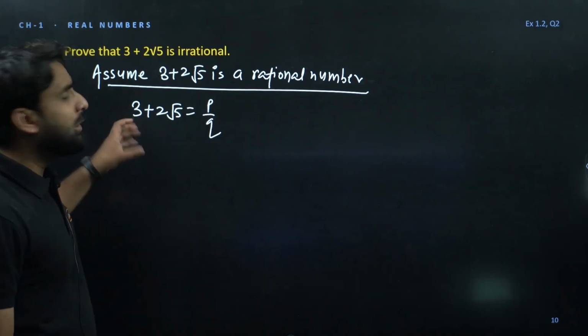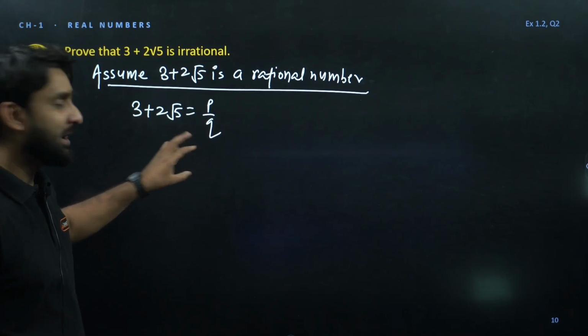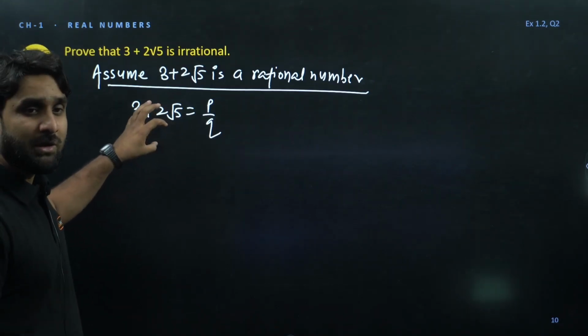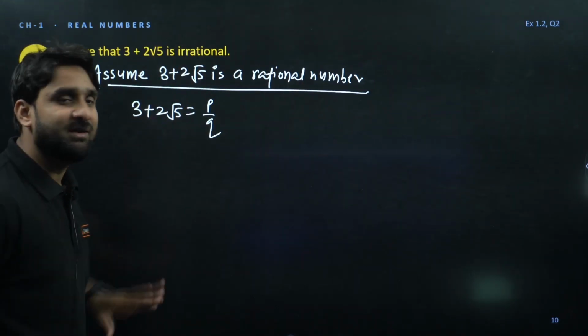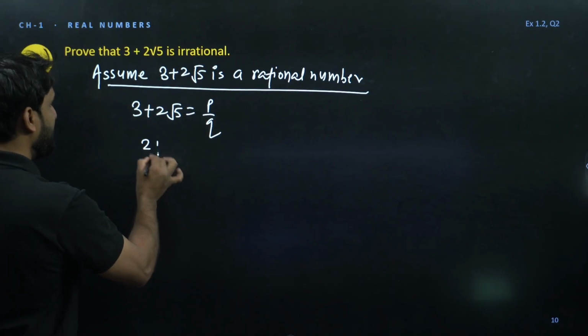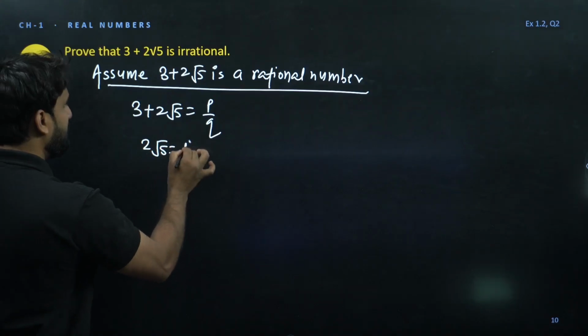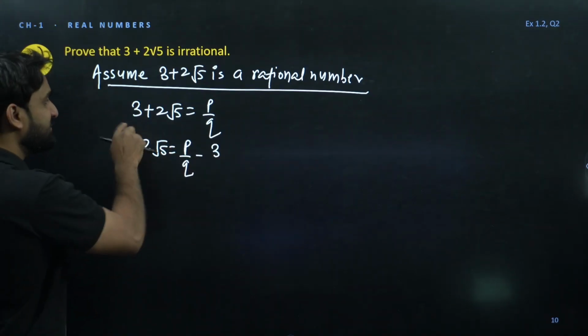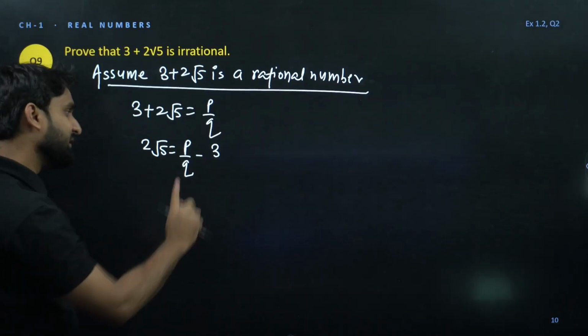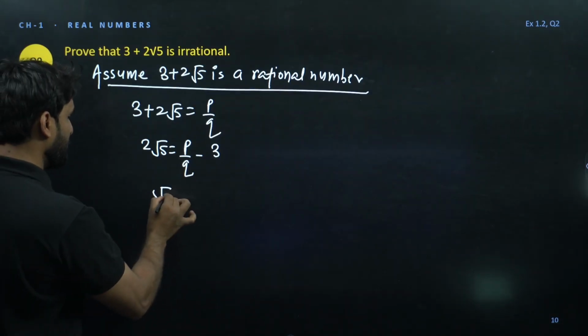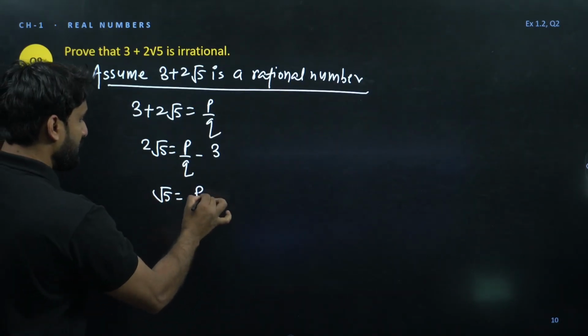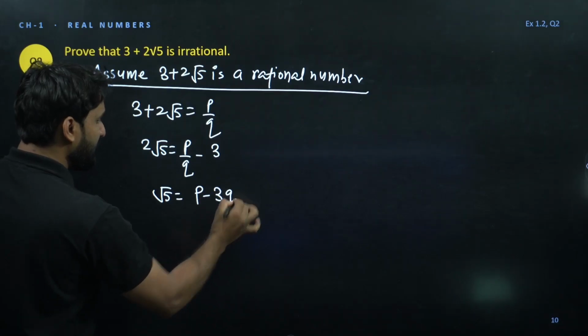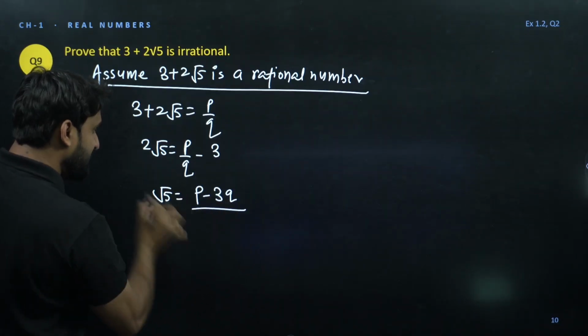Now take all the whole numbers to the right side. I'm not talking about root, I'm talking about 3 and 2. So it can be written as 2 root 5 equals P divided by Q minus 3. Here, 3 is positive, so if 3 goes to the other side, it becomes negative. So root 5 is equal to P minus 3Q, and on taking LCM, this 2 will come.